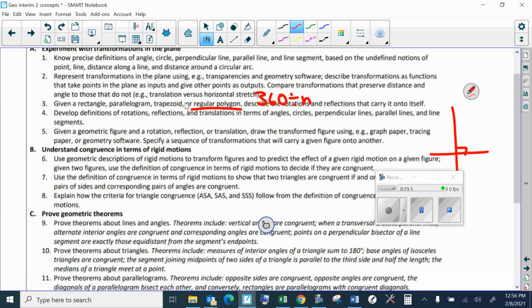Develop definitions of rotation, reflection, and translation in terms of angles, circles, perpendicular lines, parallel lines, and segments. Remember, a rotation is two reflections over intersecting lines. A reflection is a single reflection and it switches orientation. Translations are two reflections over parallel lines and they keep the same orientation, just as rotations do, because there's an even number of reflections. It keeps the same orientation. Remember, orientation is either clockwise or counterclockwise.